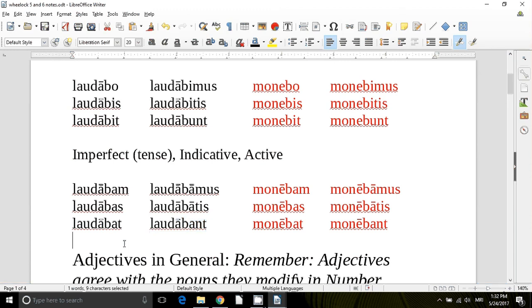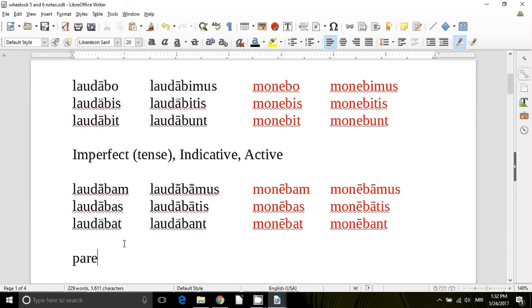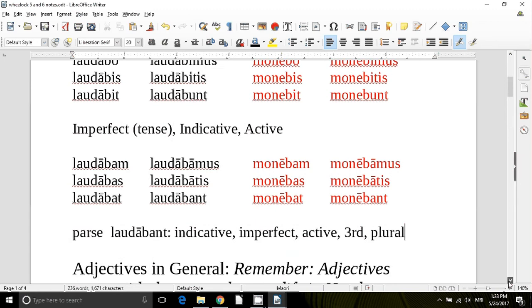So if I say parse laudabant, you need to be able to say, well, that's indicative mood, it's imperfect in tense, it's active in voice, it's third in person, and plural in number. They praised. They were praising. So there are the verb forms to learn in Chapter 5.